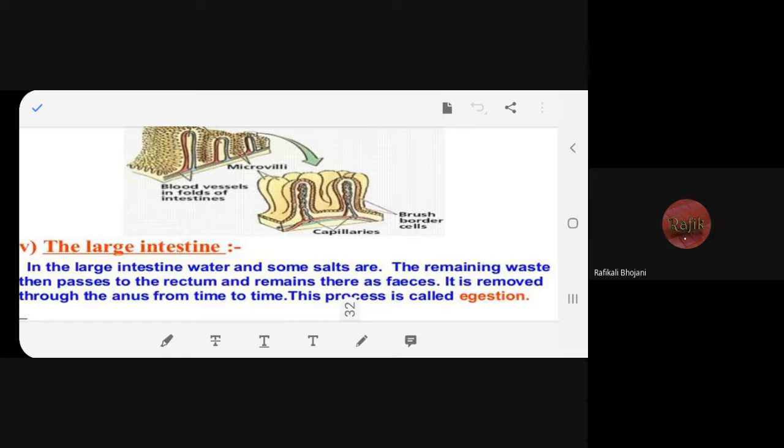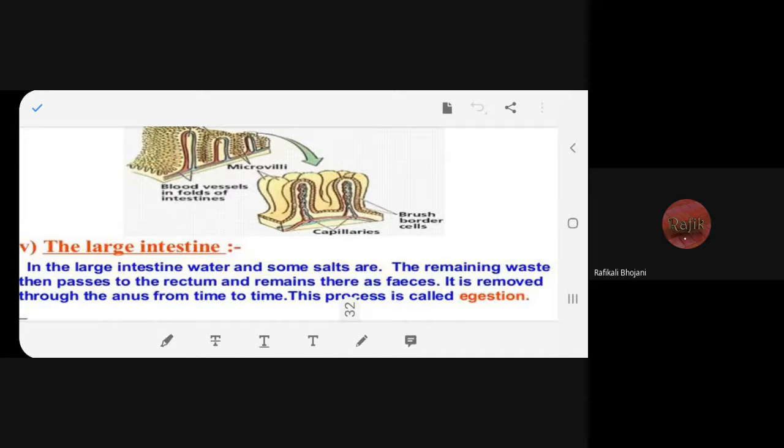Now the food has come to the large intestine. So what does the large intestine do, beta? It is absorbing water and some salts from the undigested food. The waste that is remaining goes to the rectum and remains over there as feces. And as and when you get the pressure or when there's a nature call, this undigested food is removed from the body periodically. The process is called egestion.